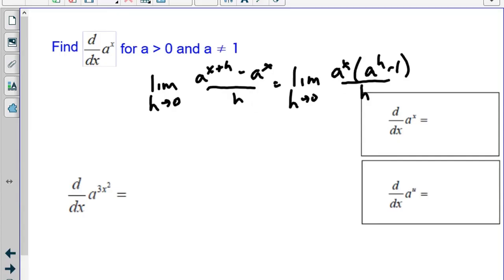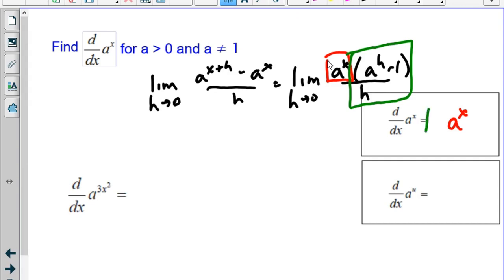So when I do this, the limit as h approaches 0, a to the x is not dependent. That consistently stays the same when I take the derivative. But then I have this other thing that's going on, and what happens is I always get the natural log of whatever my number a is. Okay, natural log of a times a to the x. Oftentimes we write it in the other order. So we have a to the x times the natural log of a.